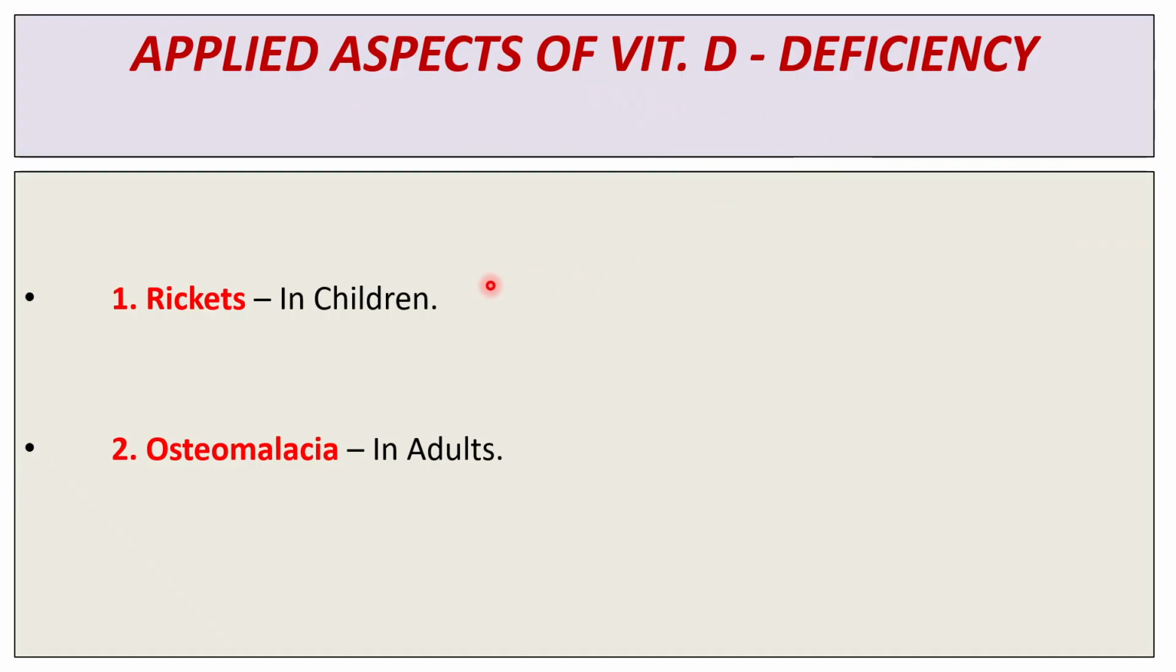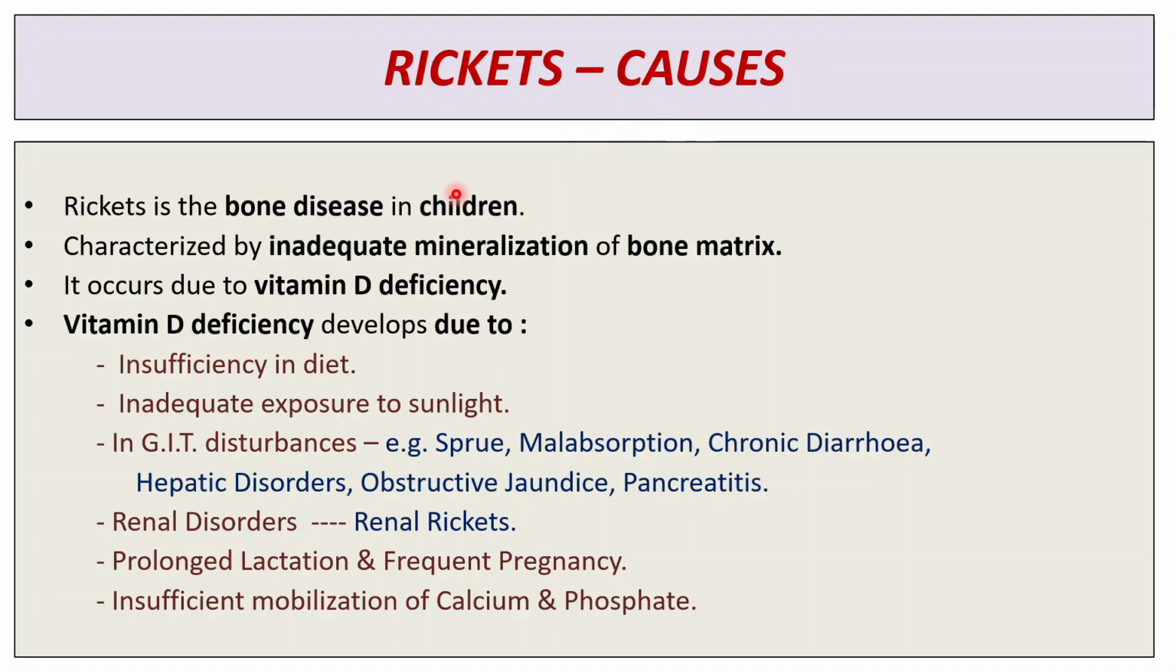So, the applied aspect in rickets: if there is deficiency of vitamin D, then there is formation of rickets in children. And if in adults there is deficiency of vitamin D, then there is formation of osteomalacia. We'll discuss rickets in this video. What are the causes of rickets?